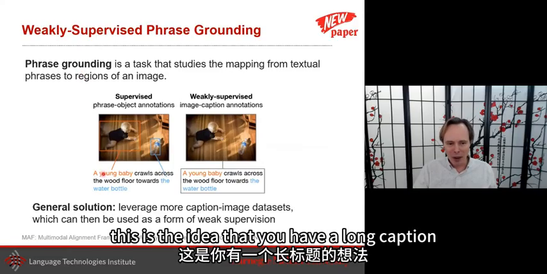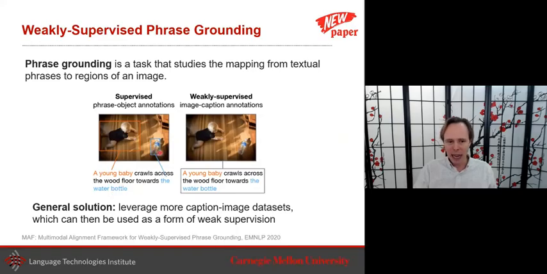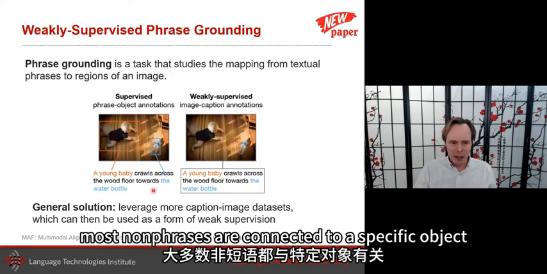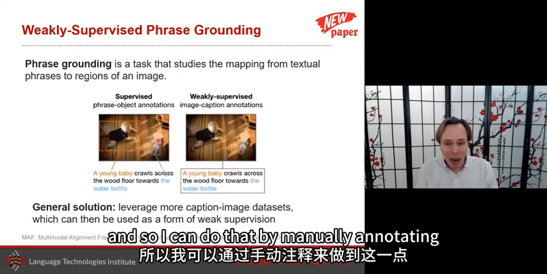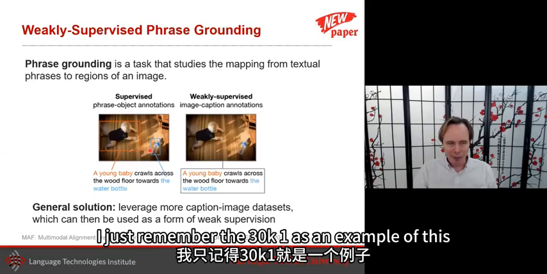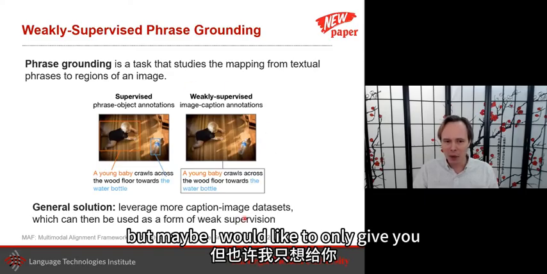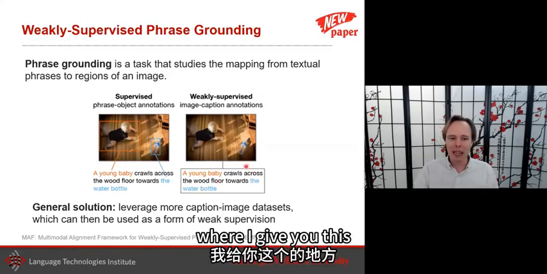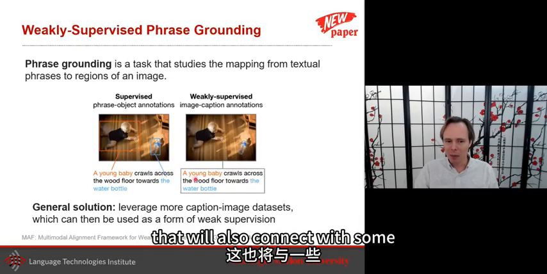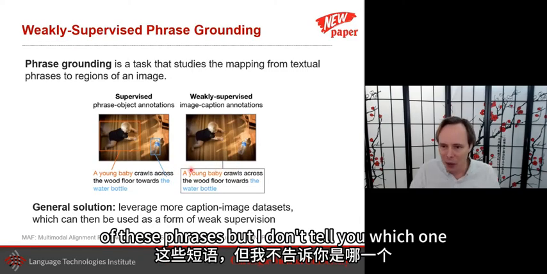This is the idea that you have a long caption and an image, and I would like to have every noun phrase, or most noun phrases, connected to a specific object. I can do that by manually annotating in a dataset. I just remember the Flickr30K one as an example of this. But maybe I would like to only give you weak supervision, where I tell you there are some objects that will also connect with some of these phrases, but I don't tell you which one.